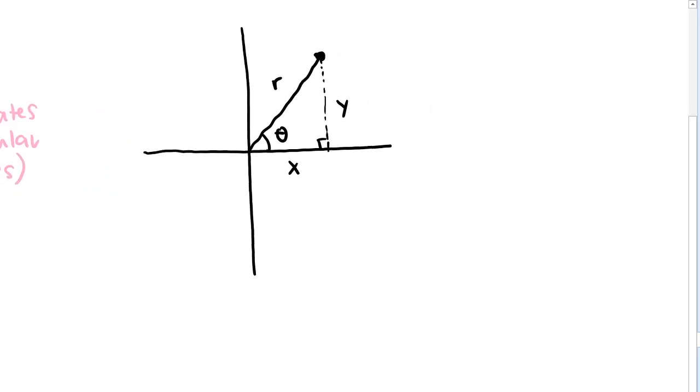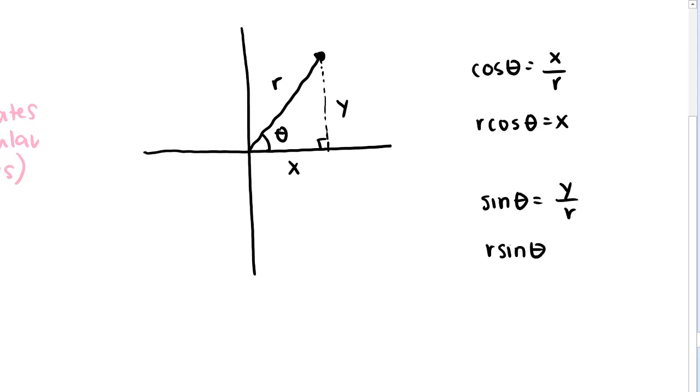Well, again, we do the same exact ratio, right? We say that cosine of theta is equal to x over the length of the hypotenuse, x over r, and we would multiply both sides by r to get r times cosine of theta is equal to x. And similarly, we could take sine of theta is equal to y over r, and if we multiply both sides by r, we get r times sine of theta is equal to y.